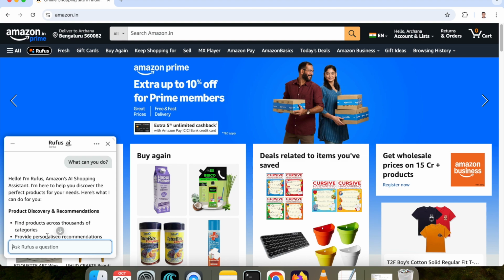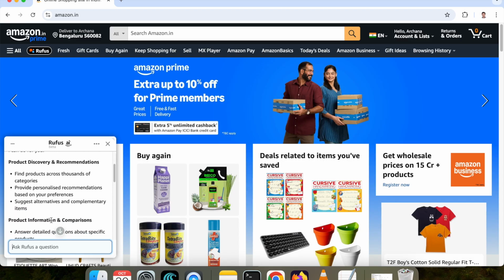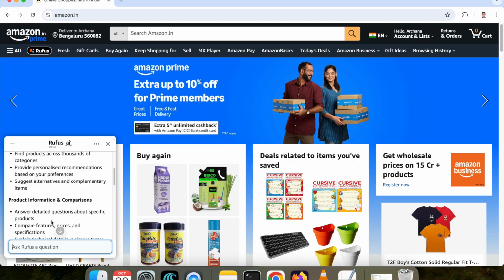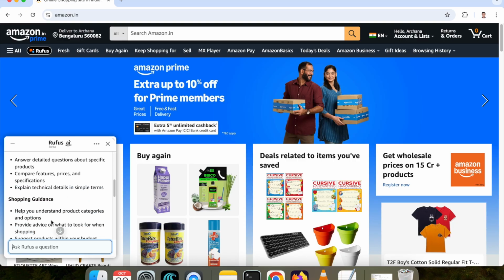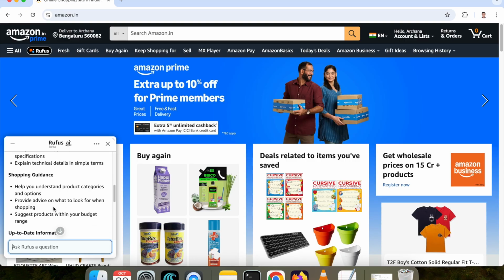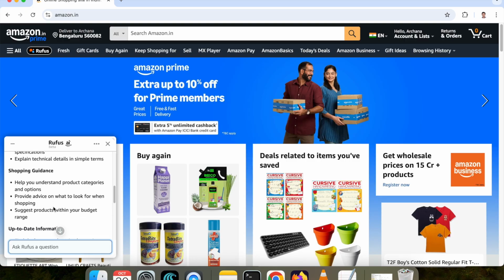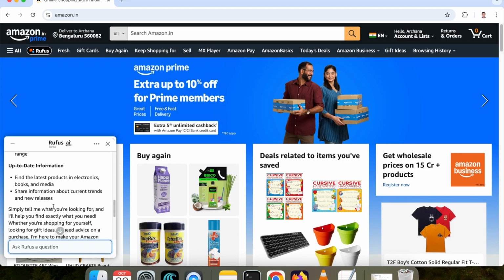So it says that it's a Roof AI shopping assistant. It'll help us discover products, give recommendations based on our needs, and answer anything specific to product details, compare features, price and specifications. It can help us understand the product category, provide advice, and give up-to-date information about the products.